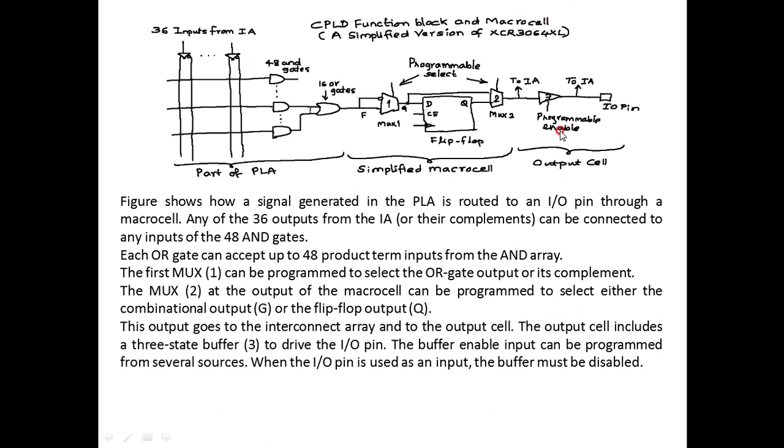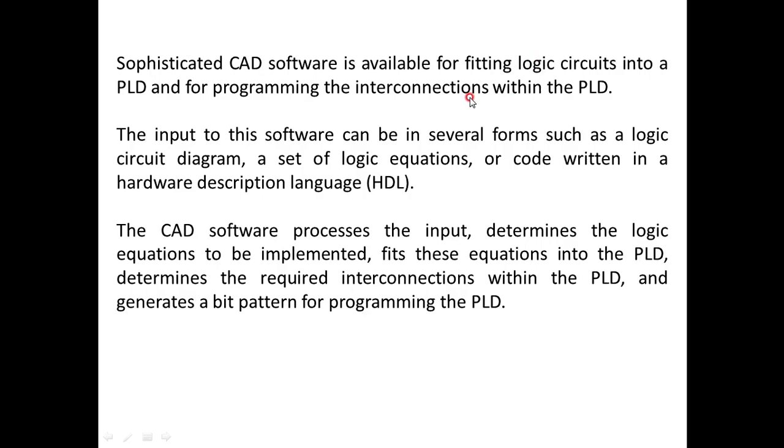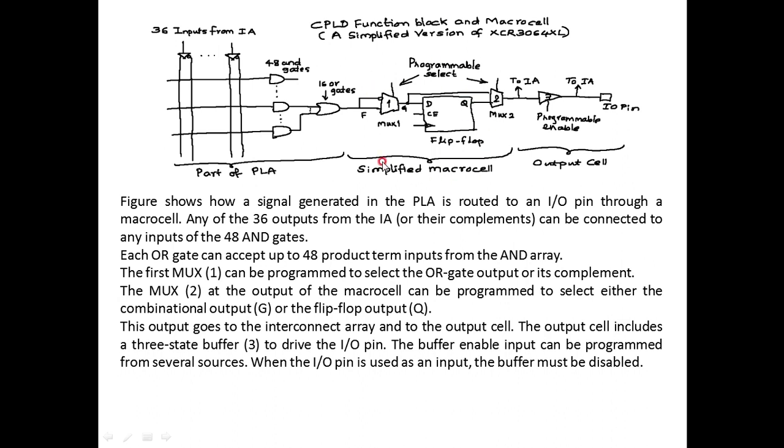So this IO cell we have seen, the simplified macro cell we have seen, then a function block which is part of the PLA. The figure shows how a signal is generated in the PLA and is routed to an IO pin through a macro cell. Any of the 36 outputs from the interconnect array or their complements can be connected to any inputs of the 48 AND gates. Each OR gate can accept up to 48 product term inputs from the AND array.